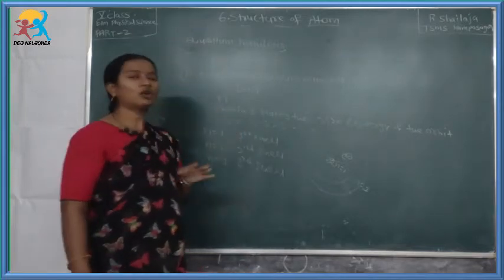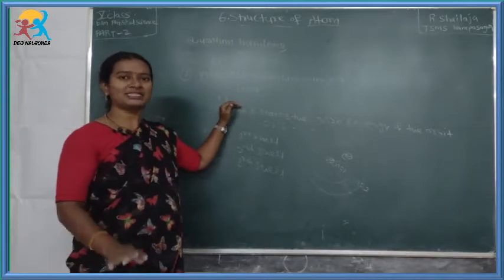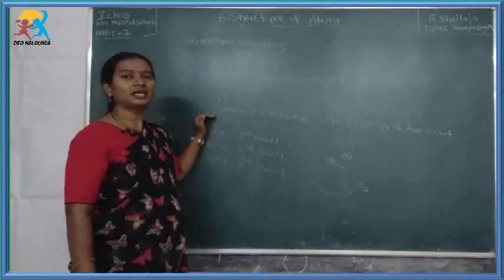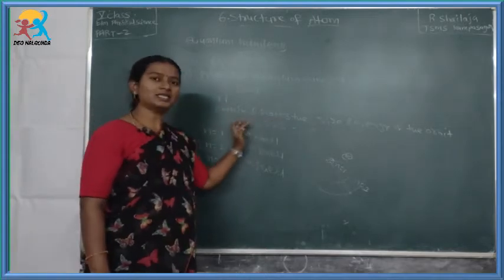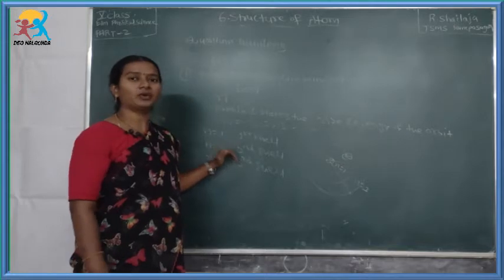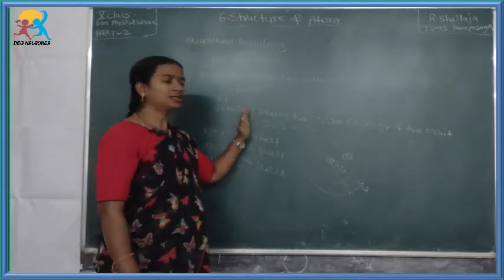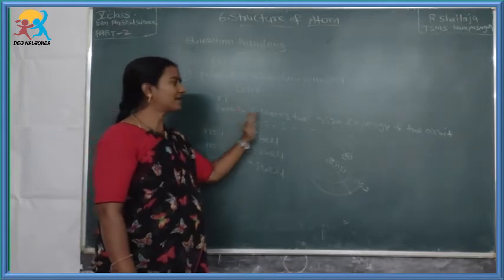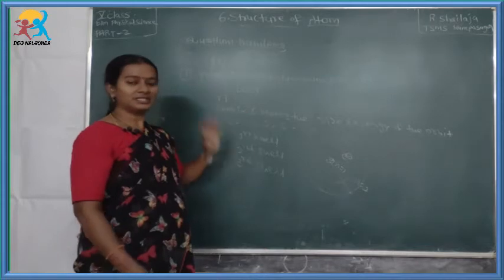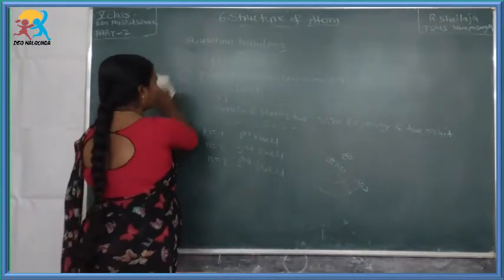So the principal quantum number is proposed by Niels Bohr and it is denoted with the small n. The values are 1, 2, 3, and so on. If n equals 1 it is the first shell, n equals 2 the second shell, and n equals 3 the third shell. These n values state the size and energy of the orbit. So this is the first quantum number, the principal quantum number.